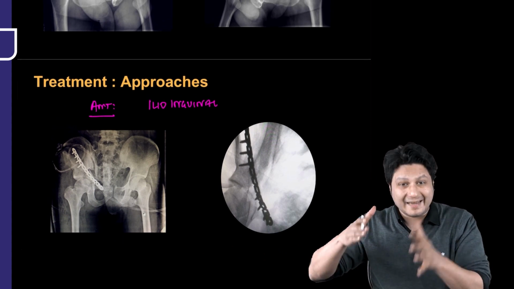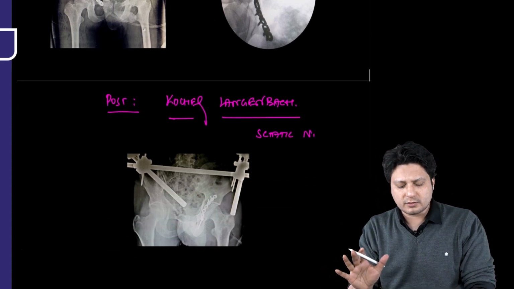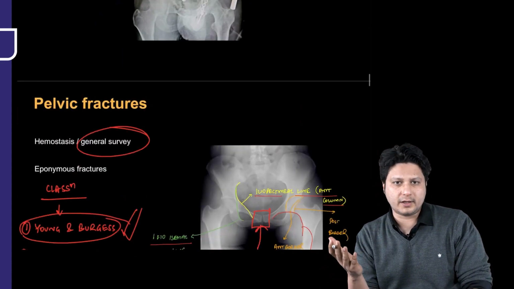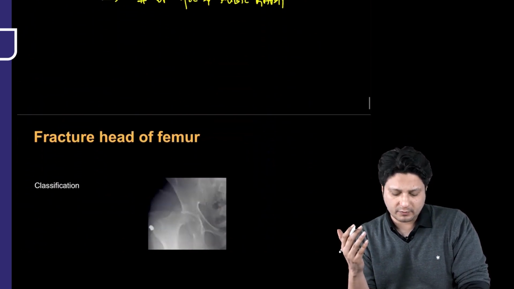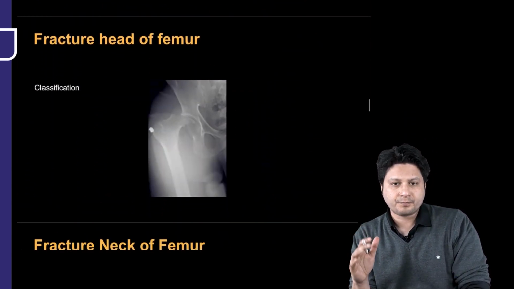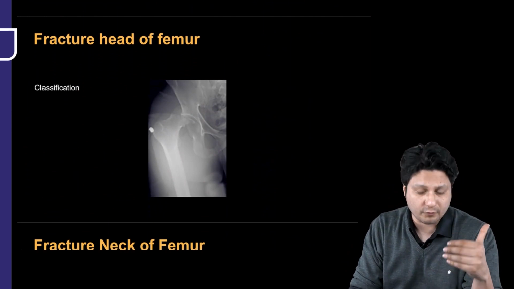You need not dig too much into the details of the acetabular fractures. All the things you need to have a basic overview is that at least you should know which column is affected because of this particular fracture. So this much you need to understand. Next question, or next topic, is the fracture head of femur.